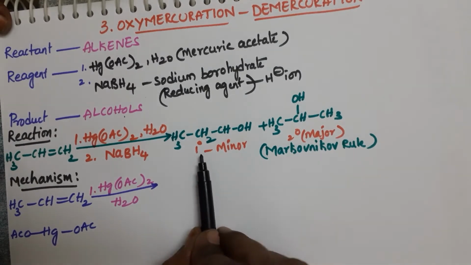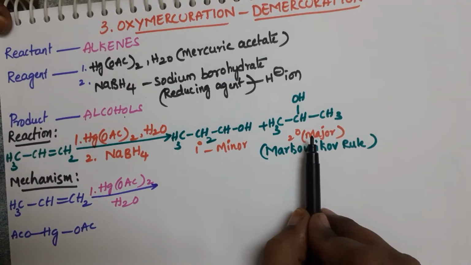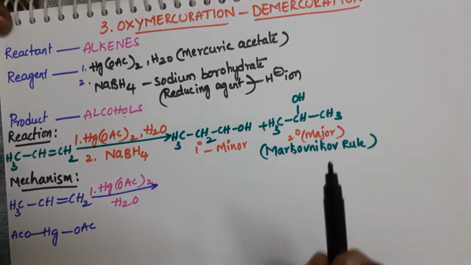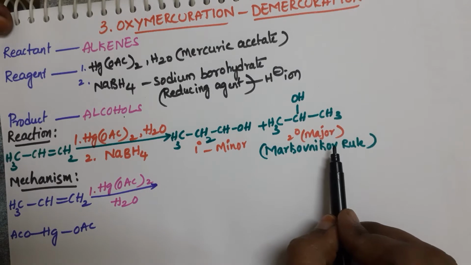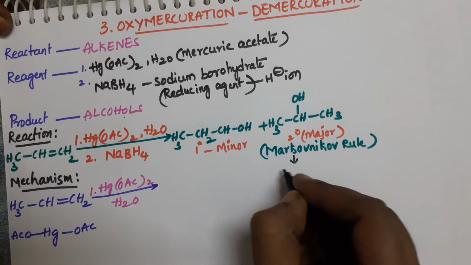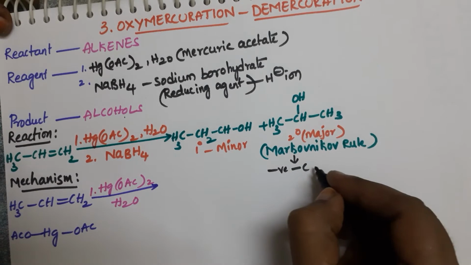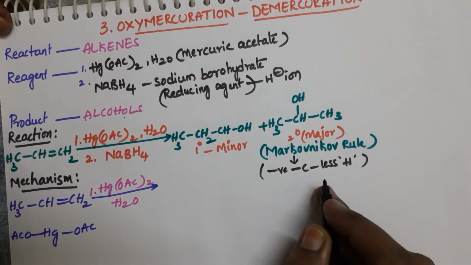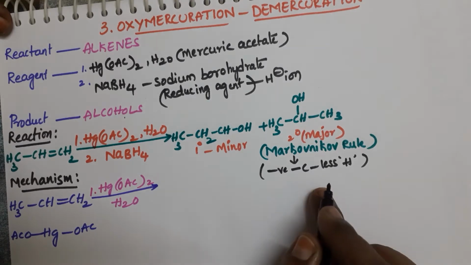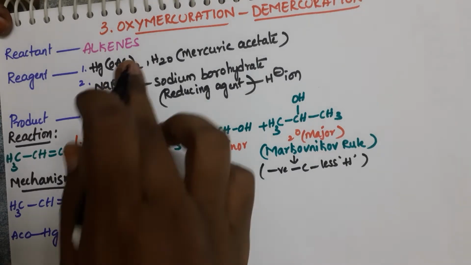The first one is the primary alcohol. The second one is the secondary alcohol. As usual, the secondary alcohol is the major product, and it follows Markovnikov rule. What is Markovnikov rule? The negative part is going to attack the carbon which has the lesser number of hydrogen atoms, as previously explained in the acid catalyzed hydration reaction of alkenes.